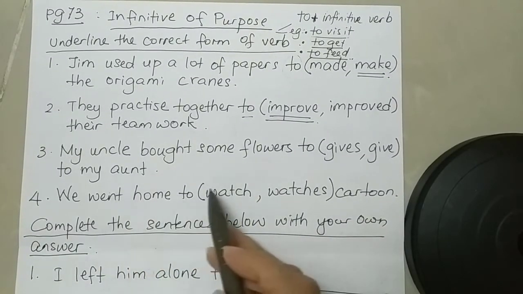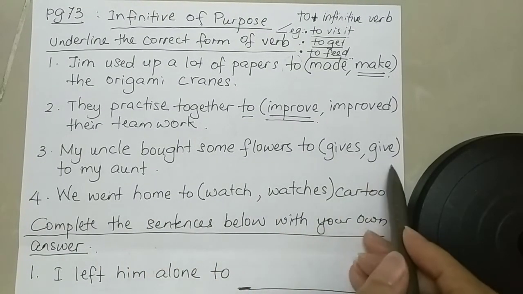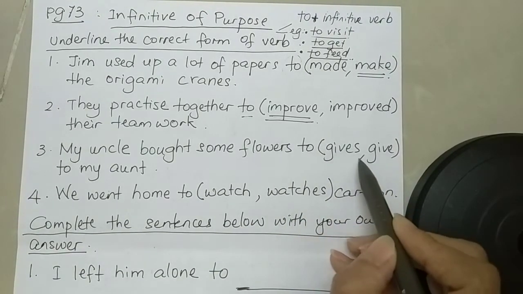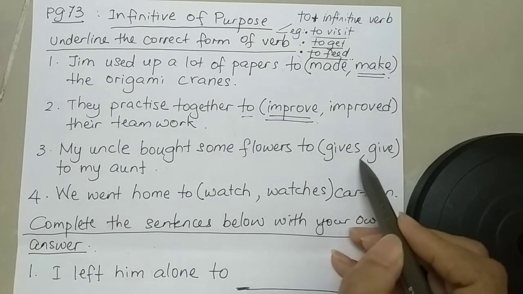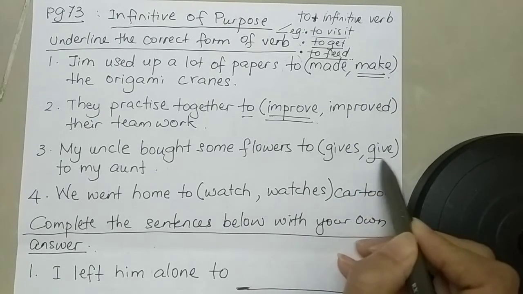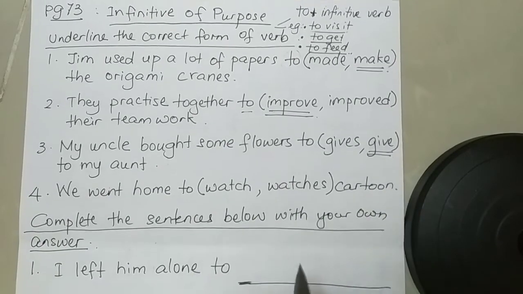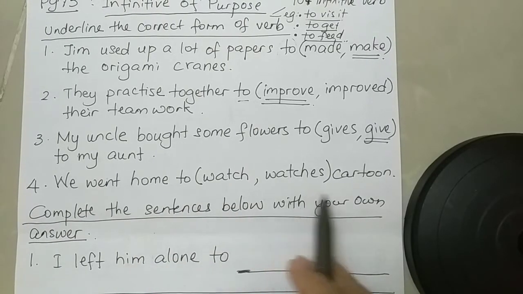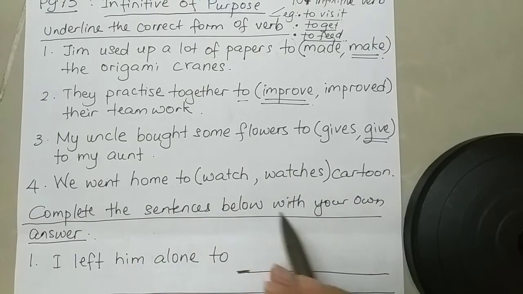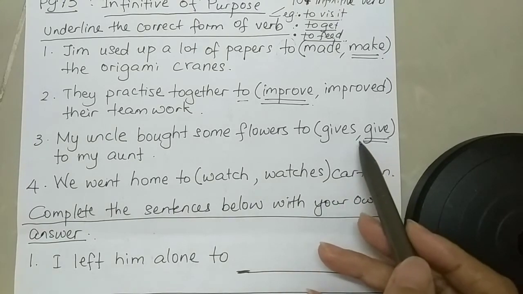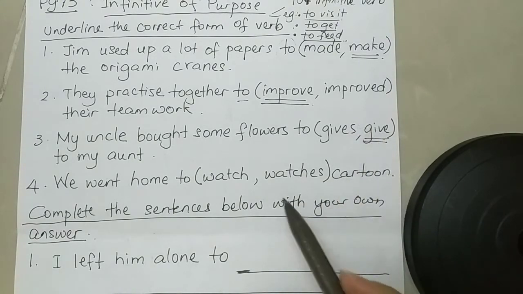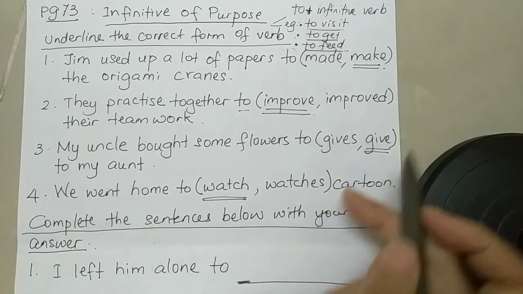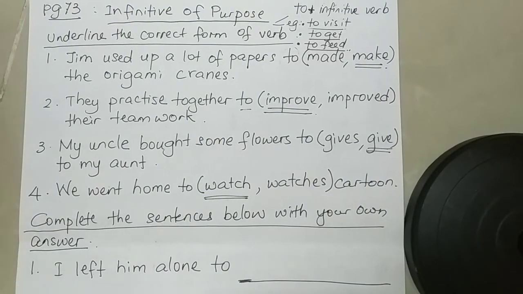So let's go to the next question. My uncle bought some flowers to give to my aunt. So as I have mentioned before, there shouldn't be any extra here, so the answer will be give. Next, 4. We went home to watch cartoon. So pretty simple. As I've mentioned, no S, no D, no ing, so here will be watch. Alright, there goes this part of the exercise. Let's head on to the next one.